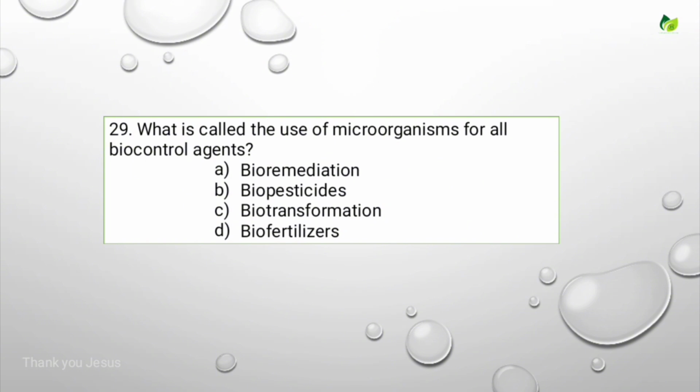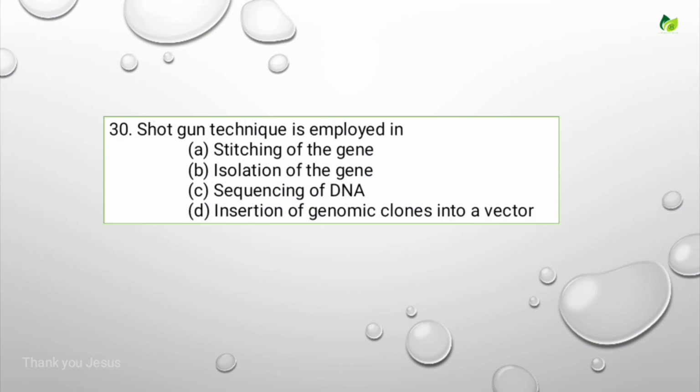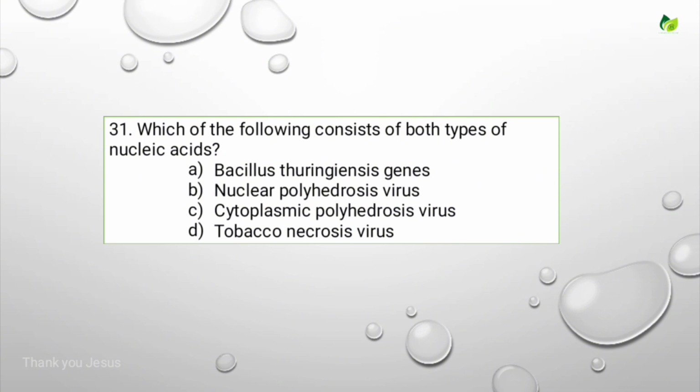What is the use of microorganisms as biocontrol agents called? Options are bioremediation, biopesticides, biotransformation, biofertilizers. So biopesticides is the correct answer. Let's see the next question. Shotgun technique is employed in. Options are stitching of the gene, isolation of the gene, sequencing of DNA, insertion of genomic clones into a vector. For this, the correct answer is insertion of genomic clones into a vector. Let's see the next question.